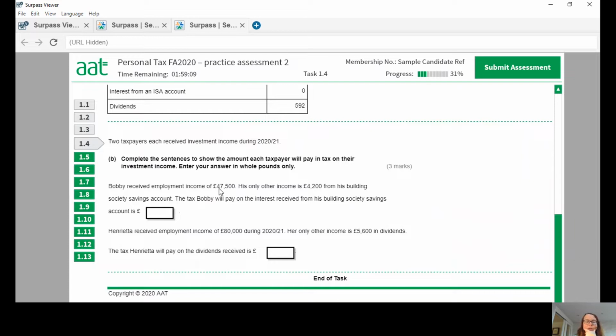Right, so this one looks a bit more juicy. Bobby received employment income of £47,500. Remember, that's before the deduction of the personal allowance. It would have to say other taxable income if it had already subtracted it. All right, so watch the terminology. So 47,500 subtract the 12,500 personal allowance means his taxable income, his non-savings taxable income is 35,000, right? So 35,000 is getting dangerously close to the 37,500 switch between basic rate and higher rate.